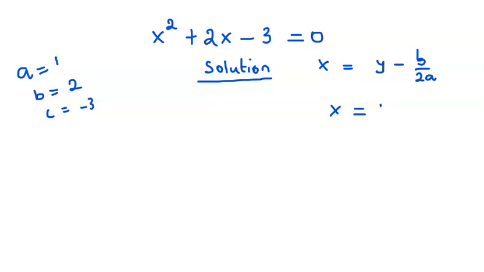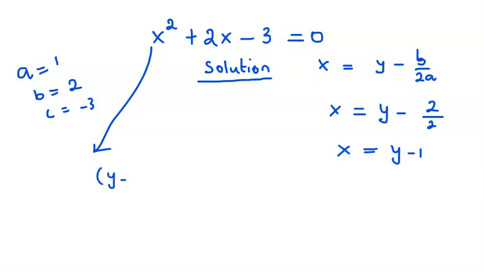So here, according to these values for a, b, and c, we're going to make the substitution. x is equal to y minus b, which is 2, divided by 2a, which is 2 times 1, which is 2, and we see that x will be equal to y minus 1. So let's make this substitution. From here we get, instead of x, y minus 1 squared, then plus 2 into bracket, instead of x we have y minus 1, then minus 3, this is equal to 0.